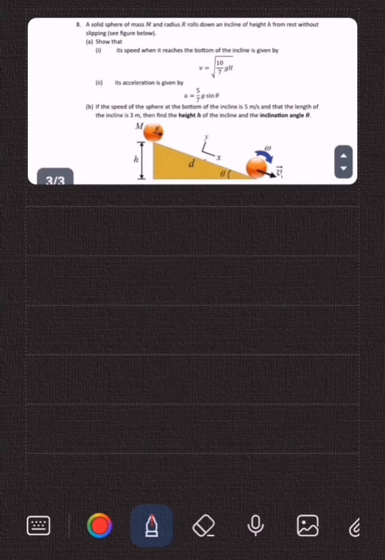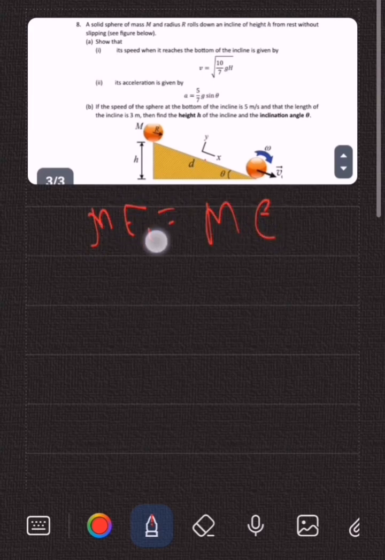Alright, so we're going to start with part A, and A says to show that the speed is given by that expression. So we're going to start with the formula for the conservation of energy, where we say the initial mechanical energy should be equal to the final mechanical energy. So you can put there initial, and then there you can put final.